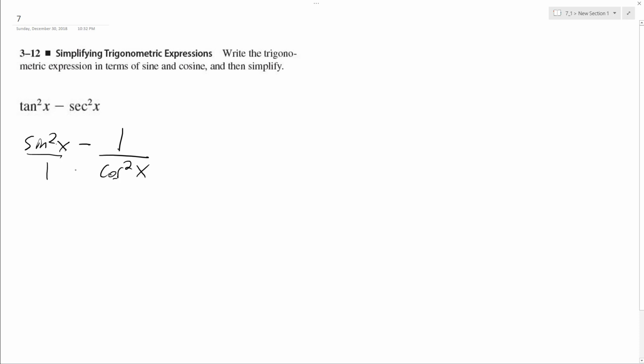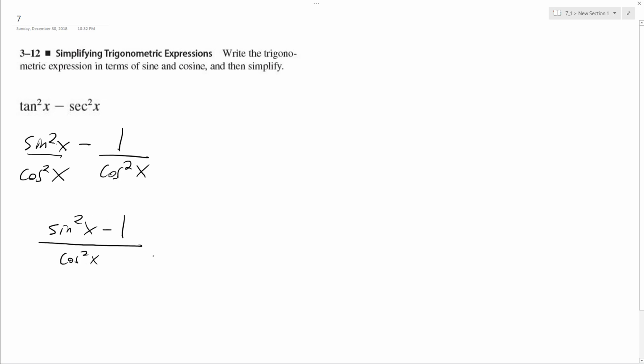What I'm going to end up with here is... I made a mistake. This should be cosine squared x on the bottom because it's tangent squared. All right, so they've got the same denominator, so this becomes sine squared x minus 1 over cosine squared x.